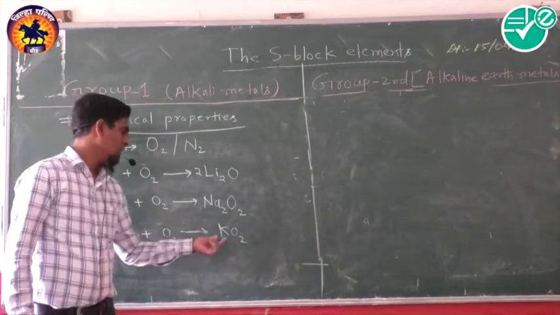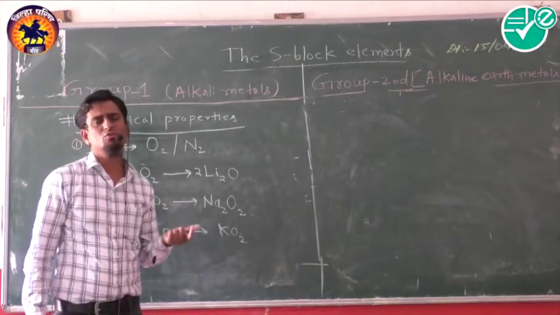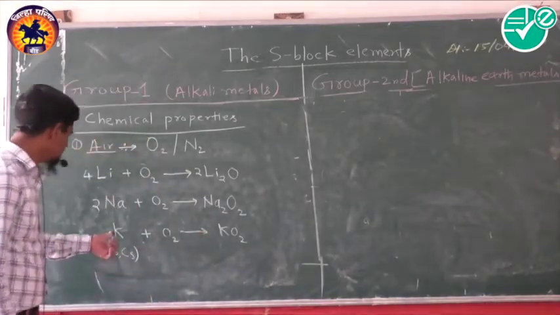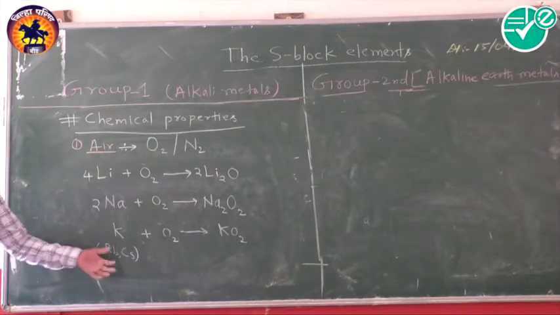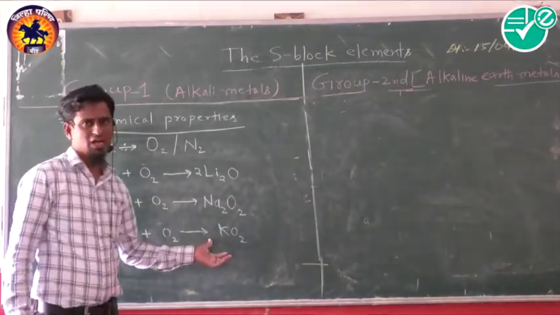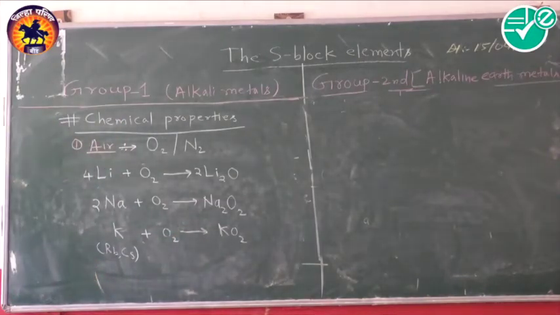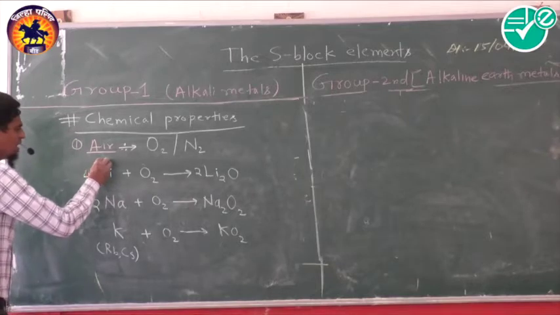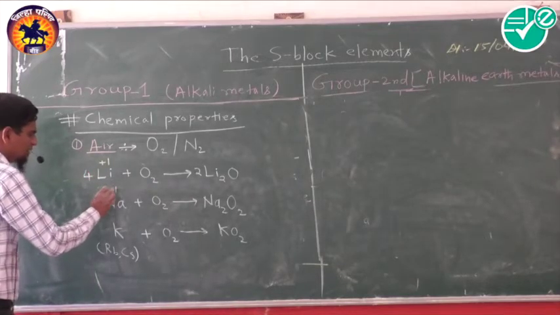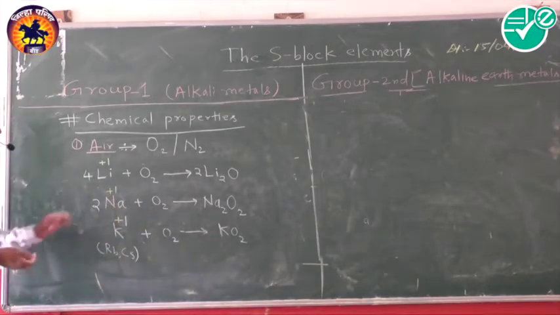Because the higher the size of the cation, the better the ability to form superoxide. So here potassium, rubidium, cesium, these elements perfectly form superoxides. Now see, in all these cases, the oxidation number of alkali metals will always be +1.